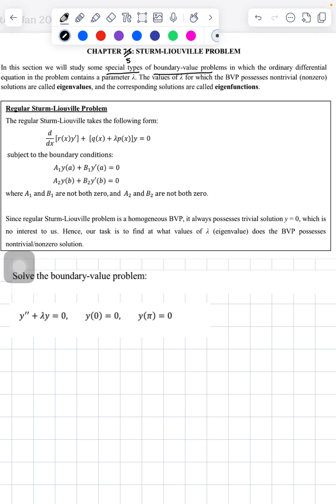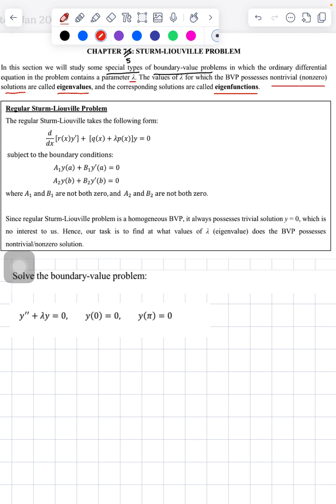In this section, we will discuss the special types of boundary value problem in which the ordinary differential equation contains parameter lambda. The value for lambda should possess non-trivial solutions. Then we call the lambda eigenvalues, and the corresponding solutions are called eigenfunctions. This is the regular Sturm-Liouville problem.